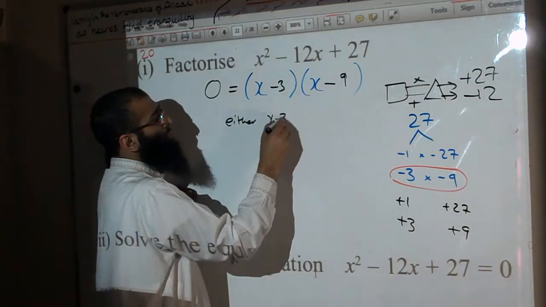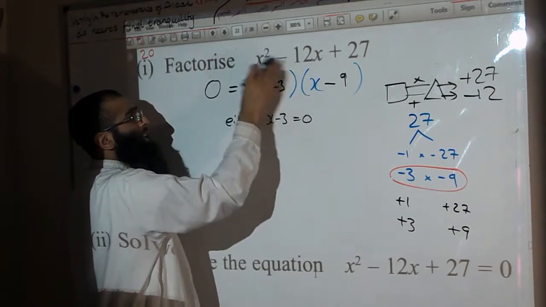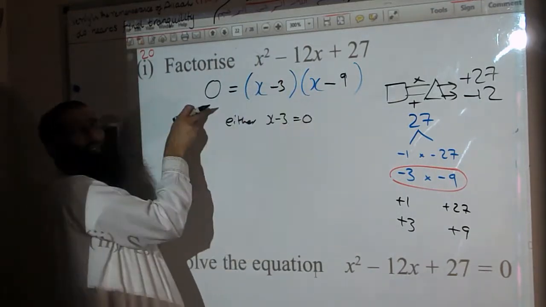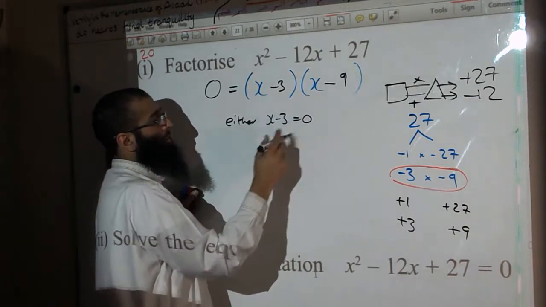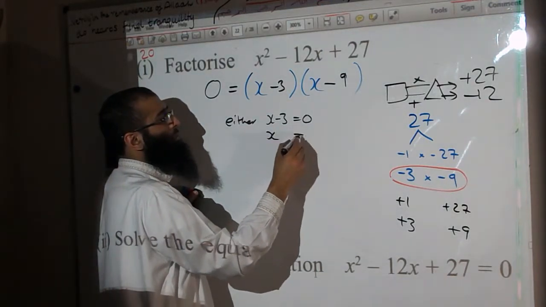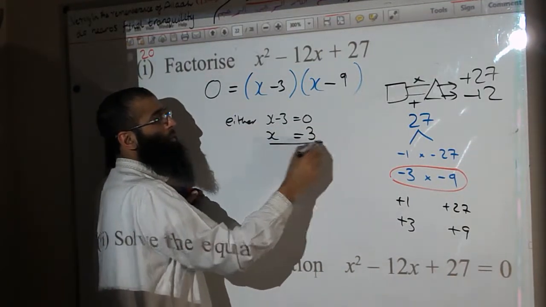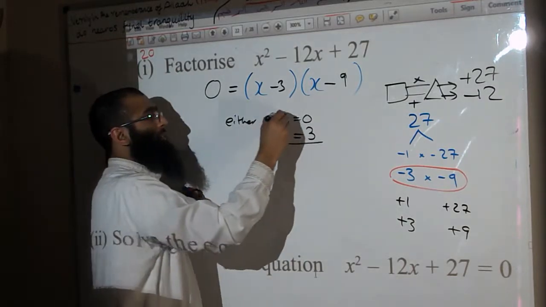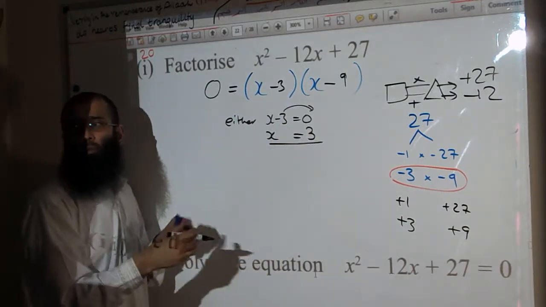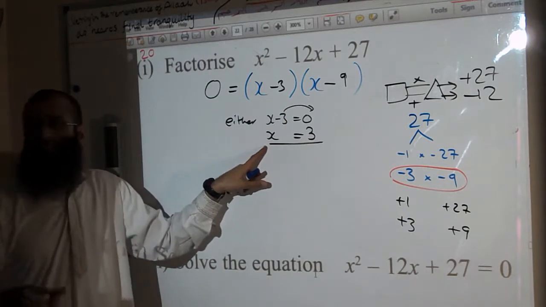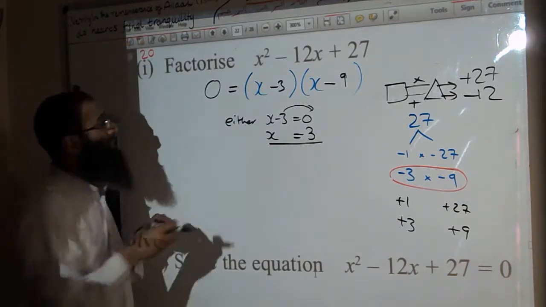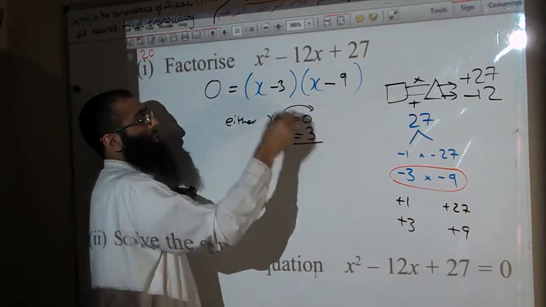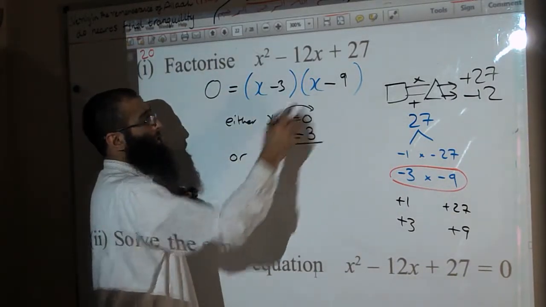x minus 3, the first one, is equal to 0. This first bracket will give us a total of 0, because 0 times whatever is 0, isn't it? So x minus 3 is 0, so the x value will be equal to 3. The opposite of minus 3 is 3. What I'm doing now is teaching you the pure mathematical method. I'll show you the shortcut method as well. So we say either this first bracket is 0 or the second bracket is 0.